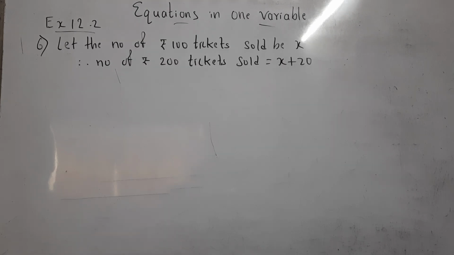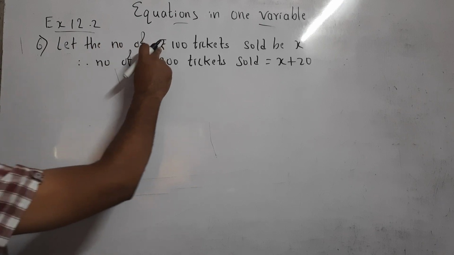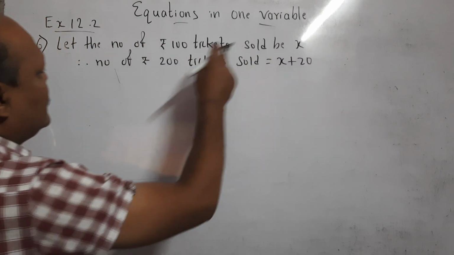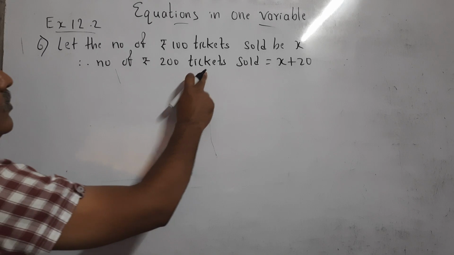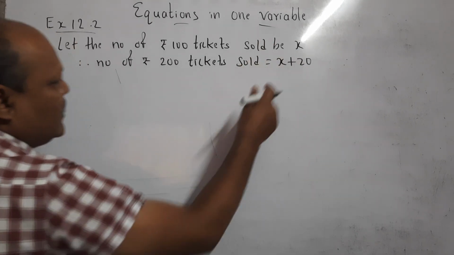Okay, now question number 6. Some tickets of 200 rupees and some of 100 rupees of a drama were sold at a theatre. The number of tickets of 200 sold was 20 more than the number of tickets of 100 rupees. The total amount received by the theatre by sale of the tickets was 37,000. We have to find the number of 100 rupee tickets sold. So what will we take here? Let the number of 100 rupee tickets sold be x. The number of 200 rupee tickets sold is 20 more, that is x plus 20.